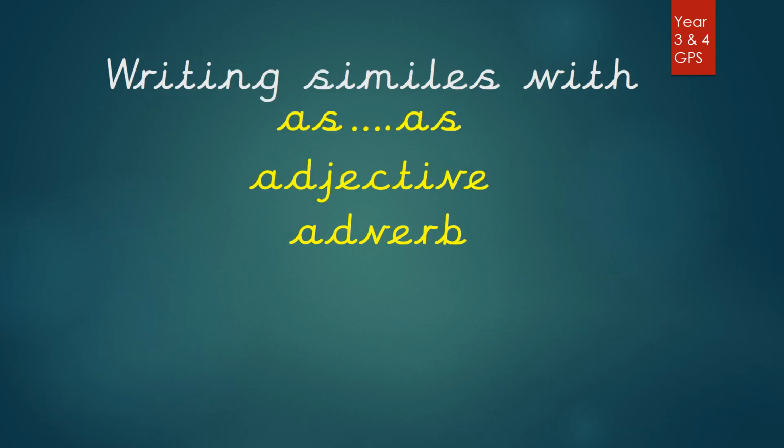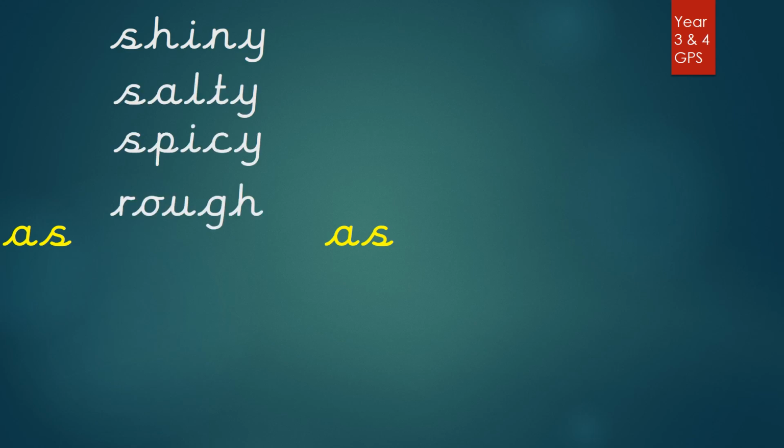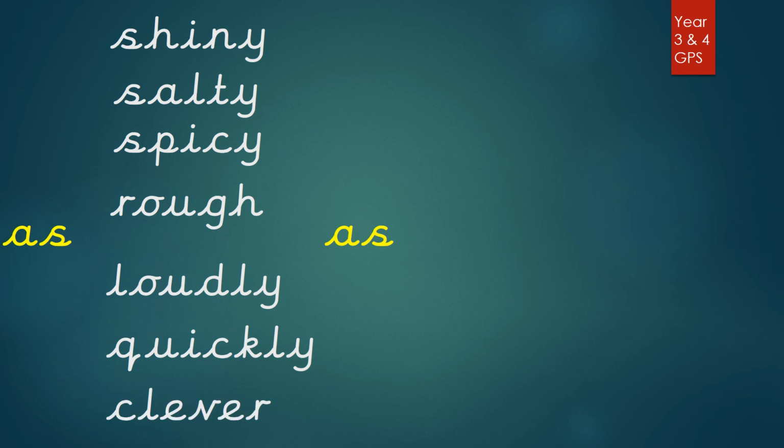So we can also write similes using the words "as... as". In between those two "as"es, we would put an adjective or an adverb. An adjective would obviously go with the noun that we're describing. It might be something like shiny or salty or spicy or rough, loudly, quickly, clever. It can be an adjective or an adverb like loudly and quickly.